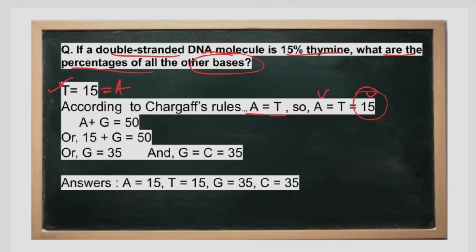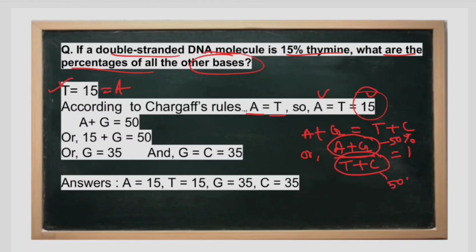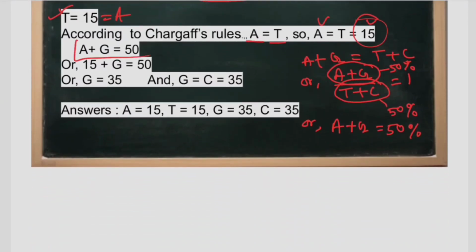Okay. Now, we all know that Chargaff says that A plus G is equal to T plus C, or A plus G by T plus C is equal to 1. That means A plus G is 50% in the DNA and T plus C is the rest 50% in the DNA. Now, we will write that A plus G is equal to 50%. Right? See, A plus G is equal to 50. We all know that A is 15. Now, we can subtract 15 from 50 and we will get 35.